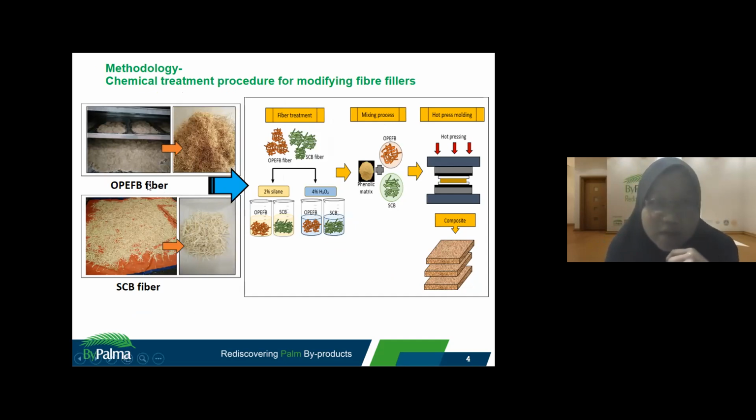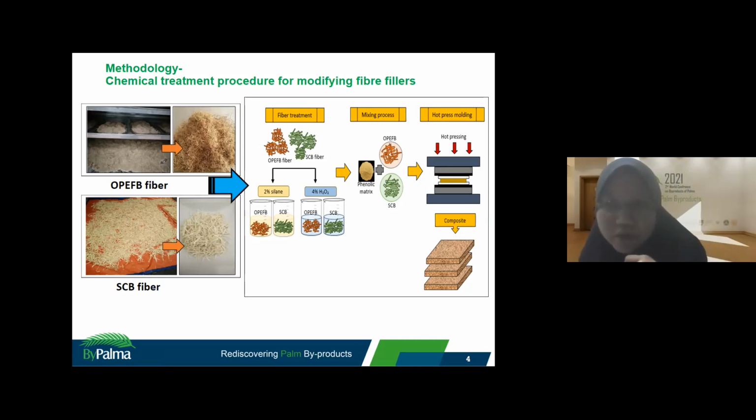This is the OPEFB fiber drying and cleaning process, and also the sugarcane bagasse fiber cleaning and drying process. And then we move to fiber treatment, using 2% of silane and 4% of hydrogen peroxide. During this research, I'm using phenolic resin as a matrix, mixed together with the OPEFB and SCB, and then we use a hot press mold to make the composite.